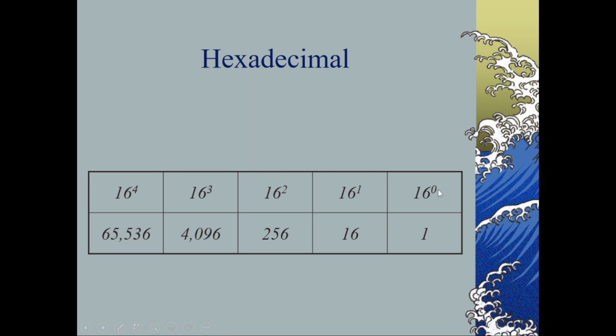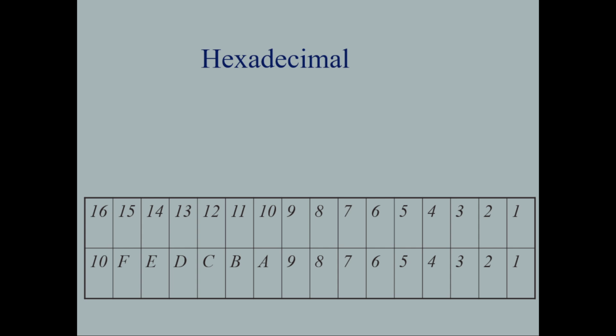So 16 to the 0 is 1. 16 to the 1 is groups of 16. 16 squared is 256. There's that 256 I told you about, right? And then 16 to the third and 16 to the fourth, okay? So how does this work? How do you count in hex? Well, the top row is how we count in decimal, right? This is what we're used to. The bottom row is how you count in hex. So 1 through 9 are the same. 1, 2, 3, 4, 5, 6, 7, 8, 9.